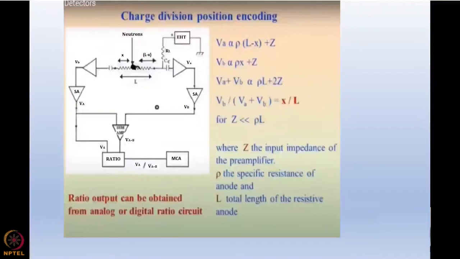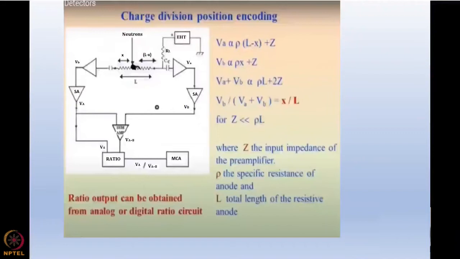At A, VA is proportional to rho times (L minus X), added to the input impedance of the preamplifier. And on the other side VB is proportional to rho X, where rho is the resistance per unit length, so it's a resistive wire, times X, the distance it travels, plus Z, the input impedance of the preamplifier. Now you can see that VA plus VB is rho L plus 2Z, and if I divide VB by VA plus VB, we get X upon L, for input impedance being much much less than this value. So that means the voltages at the two ends are proportional to the distance traveled.